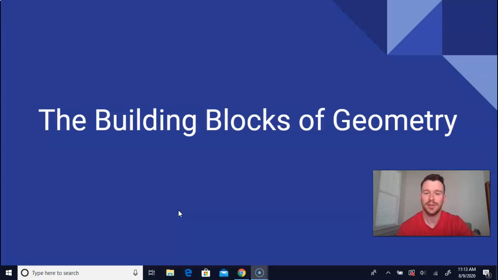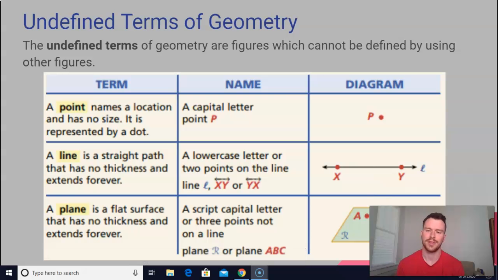Let's start with the undefined terms of geometry. The undefined terms of geometry are figures which cannot be defined by using other figures. So basically they're the most foundational and basic geometric figures that there are. They are used to create like triangles, squares, rectangles, whatever. But you cannot get any more basic than these undefined terms.